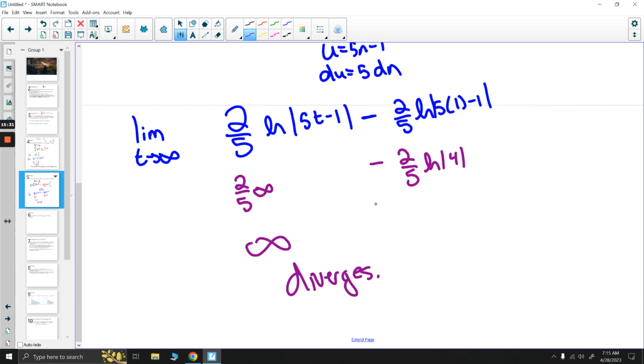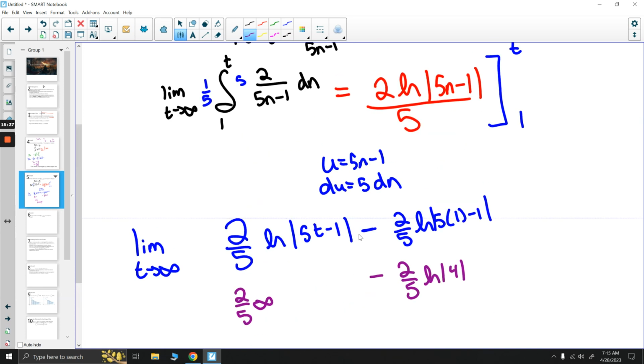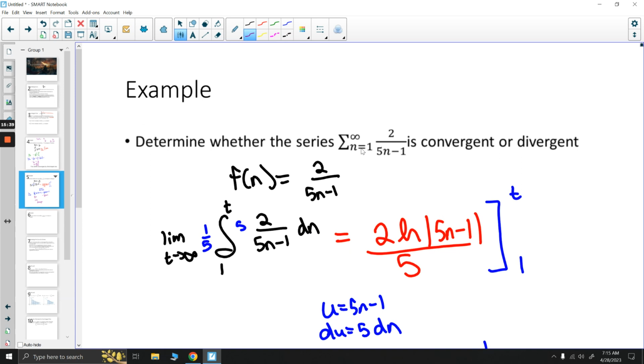So we know that by the integral test, this will diverge, so we know not to waste any time trying to find this infinite sum, the series, because it doesn't go to any value. It goes off into the infinites. We are adding infinitely many values here.